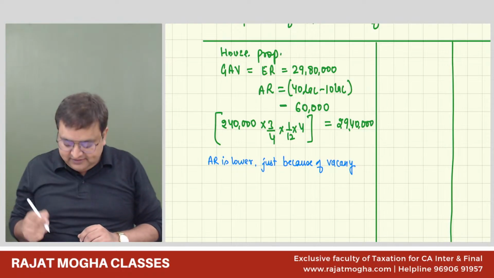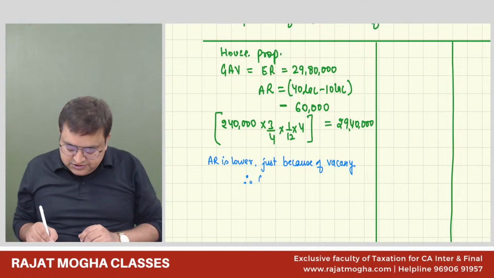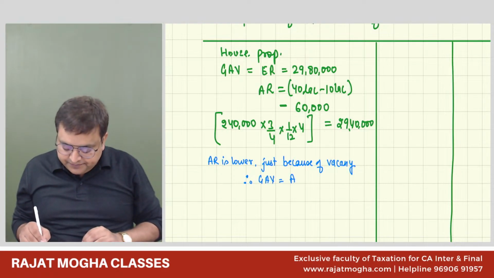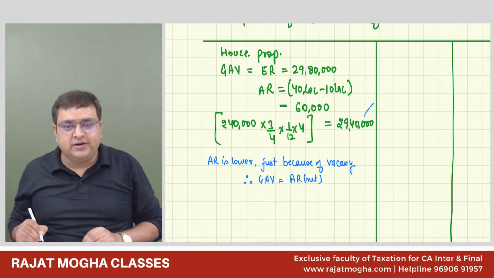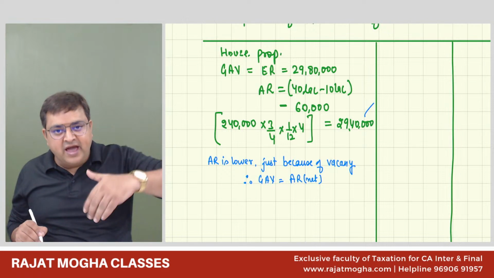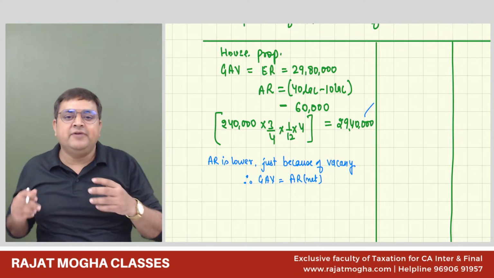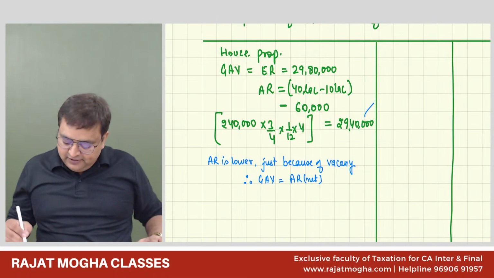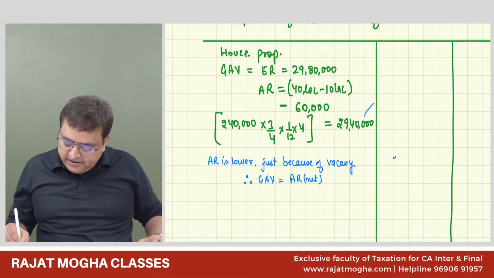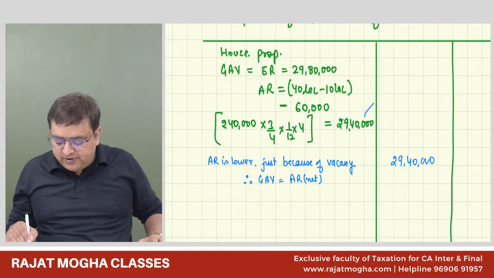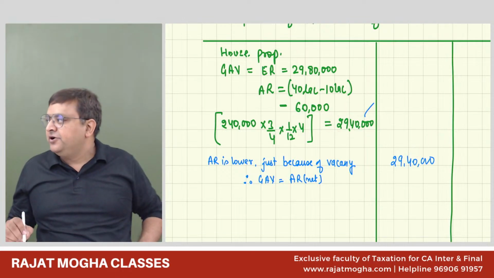So in this case, GAV would be what the assessee is saying, actual rent net. So in this case, it would be 2940. If you could have computed PER, PER would have been lower, but we can't compute PER over here. So in this case, this would be 29,40,000. You should not write 2980. You should write 2940 only. Have you understood it or not?